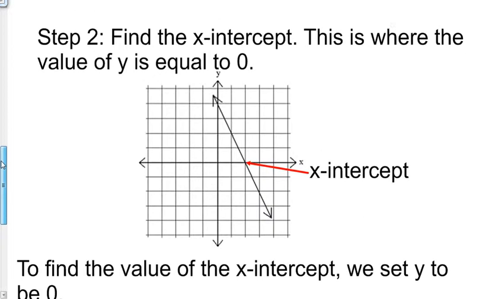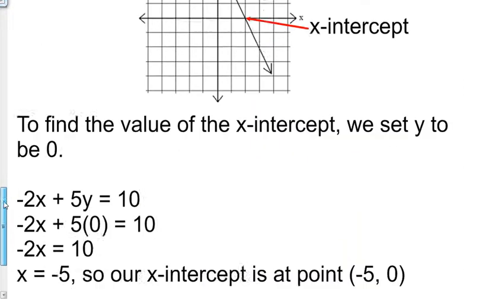Step 2 is to find the x-intercept. These are the two easiest points to find, the x-intercept and the y-intercept, because one of the variables is always equal to 0. So the x-intercept is where the value of y is equal to 0. So y is 0, here's our x-intercept for this line.